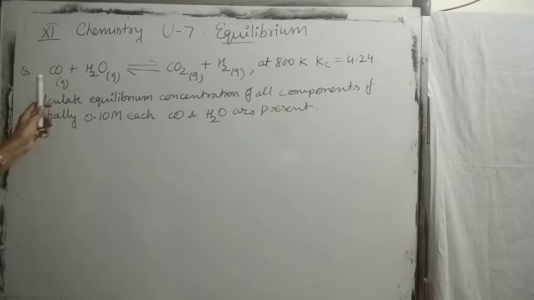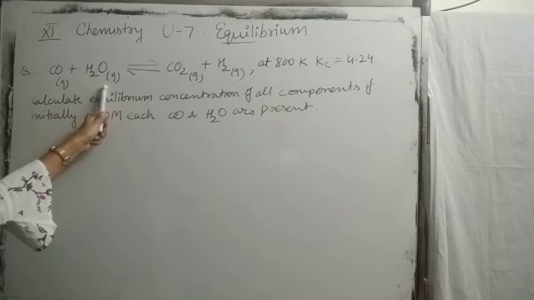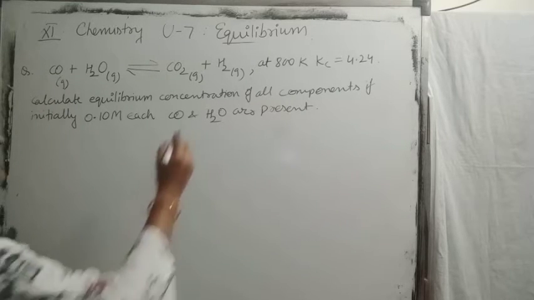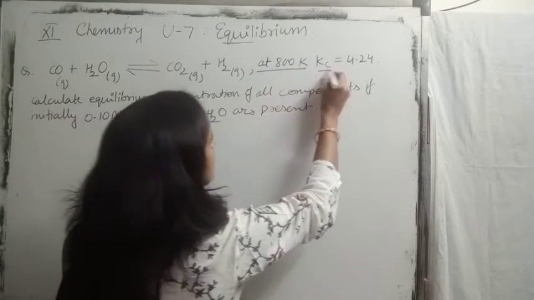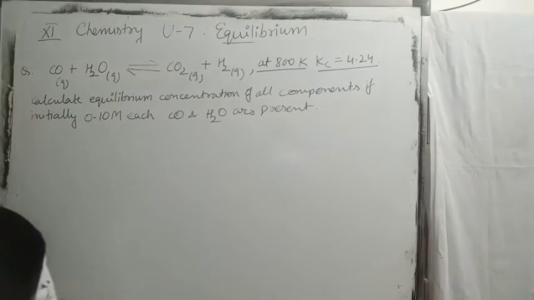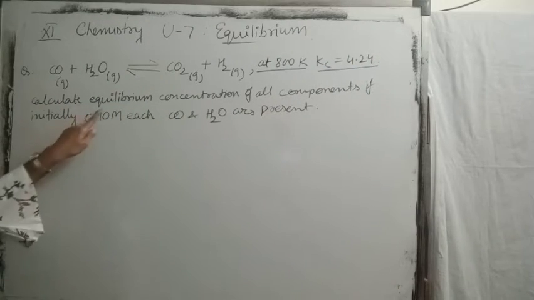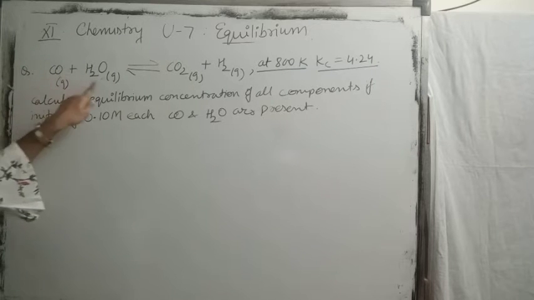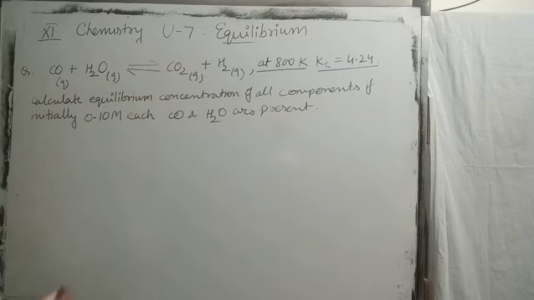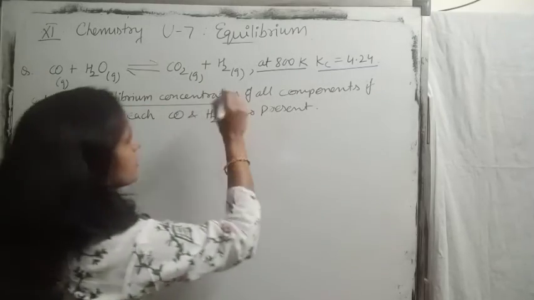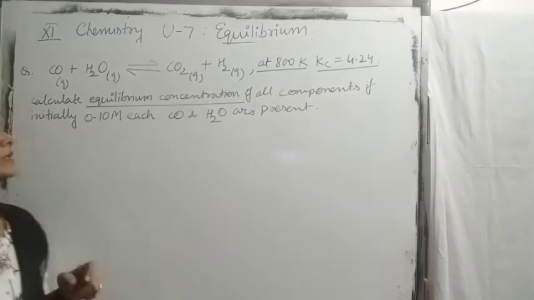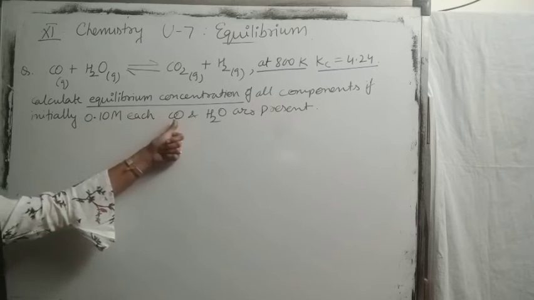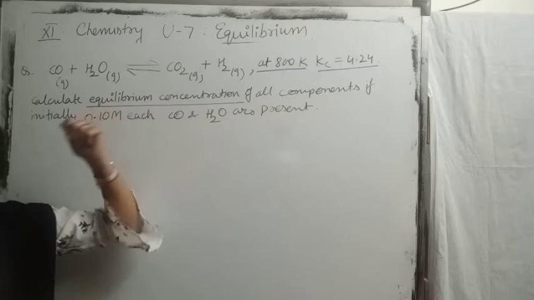Reaction between carbon monoxide and water is given, forming CO2 and hydrogen. For this reaction, at 800 Kelvin, the value of the equilibrium constant is given. And we are asked to calculate the equilibrium concentration of all components, meaning CO, water, CO2 and hydrogen. So the equilibrium concentration we need to calculate. Initially, we are starting with 0.1 mole each of carbon monoxide and water.